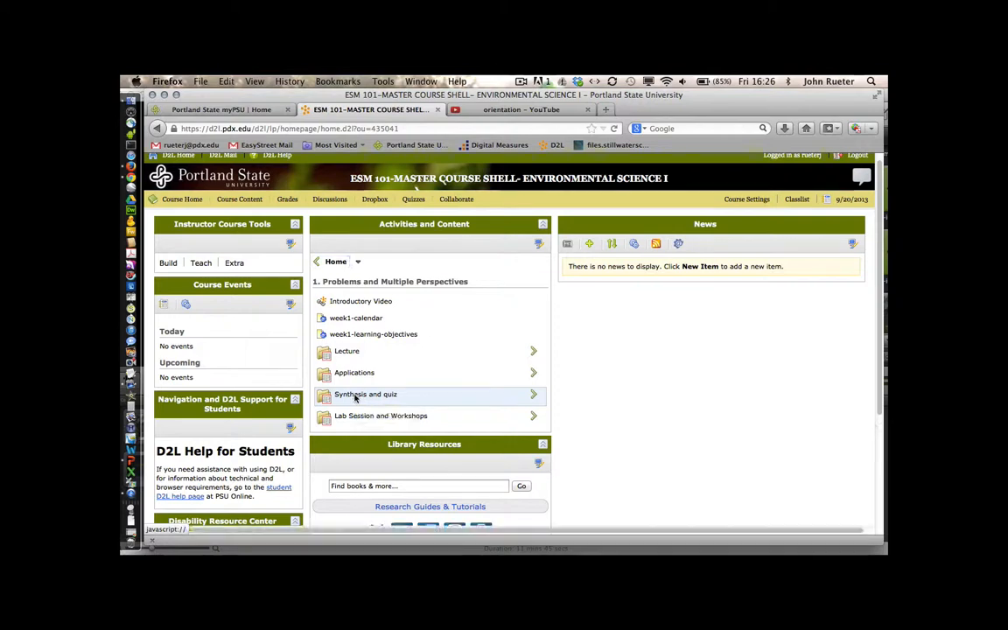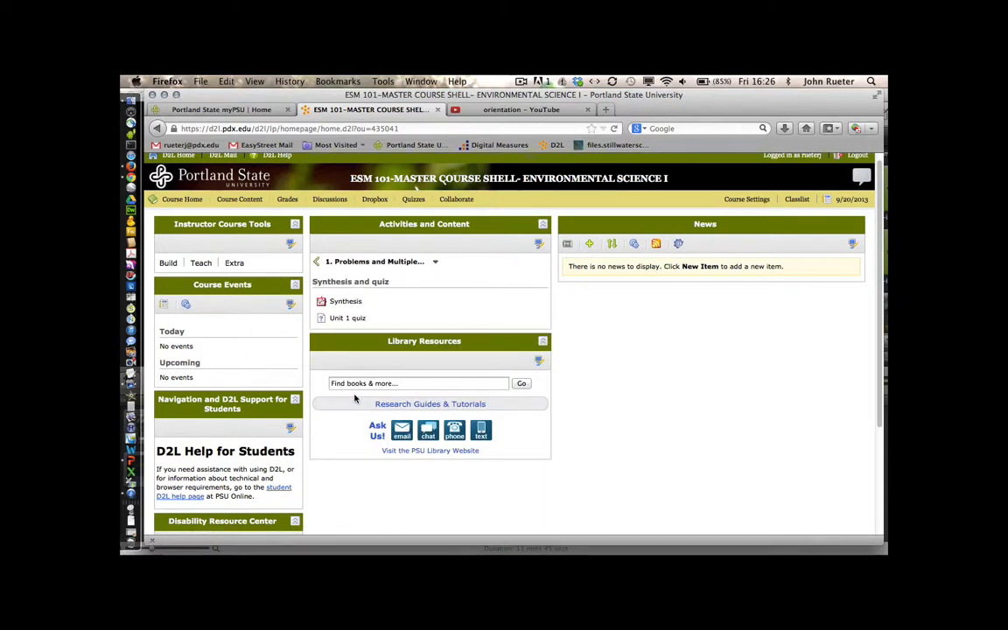Next, in the lecture section, you would move to looking at the synthesis and the quiz. And the synthesis is just a set of the high points combining what's in the text and the environmental science content. And then the Unit 1 quiz is due by Sunday night. You're encouraged to do it a lot earlier than that, but it covers both the lecture and the lab.